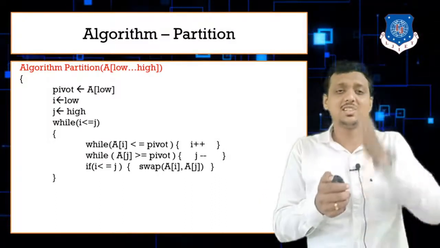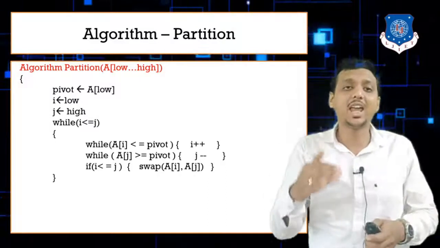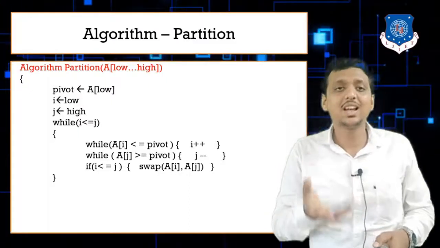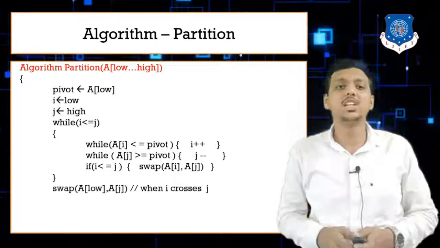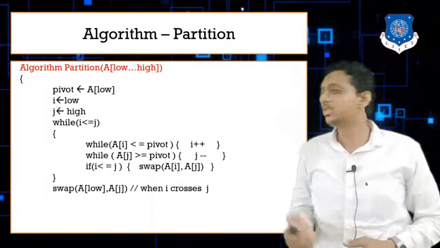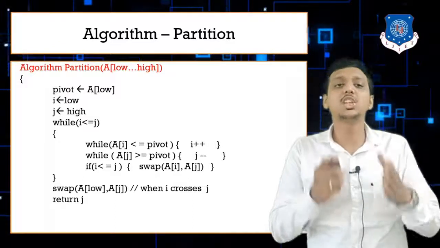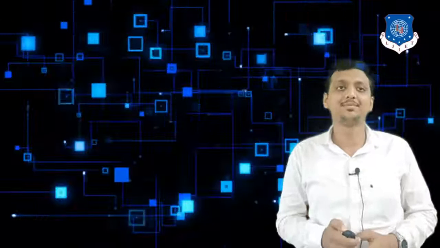Else, this is the part where i is less than or equal to j. That means j has not crossed i up to now. Now, after the while loop, if j crosses i, then you need to swap A of low and A of j. Okay, so that's the partition algorithm. After that, at the last point, you need to return j. This is the algorithm for quicksort partition.